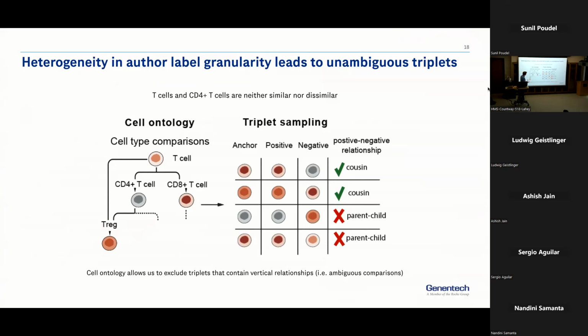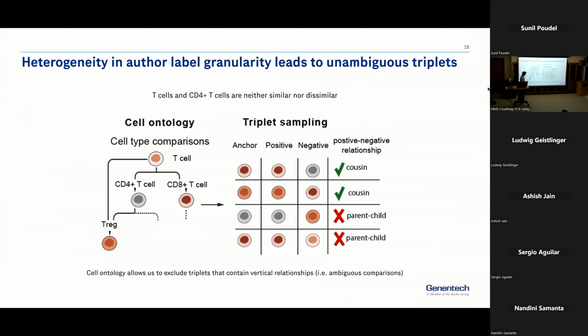The problem is, as we create our triplets to train the model, we have to choose cells that are similar to each other, the anchor and positive, and we have to pick a cell that is dissimilar. This leads to really ambiguous comparisons. Is a T cell and a Treg similar or different? That's an ambiguous question, because technically the T cell could be a Treg, and the author hasn't labeled at that level of granularity.